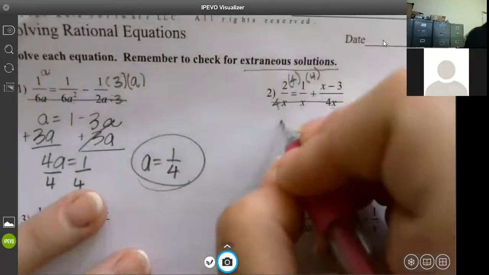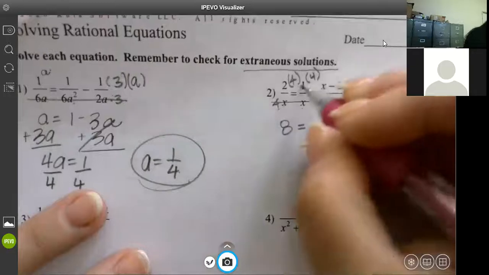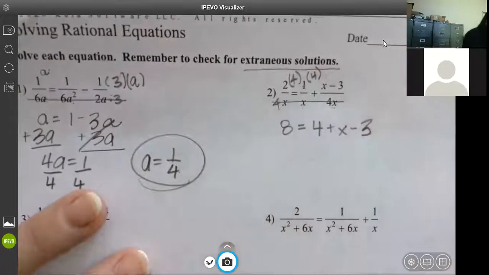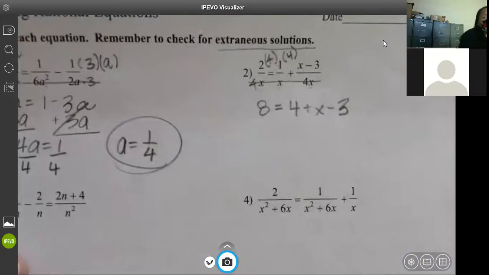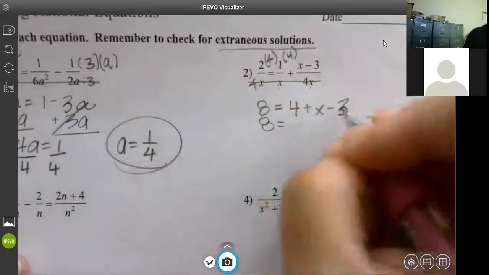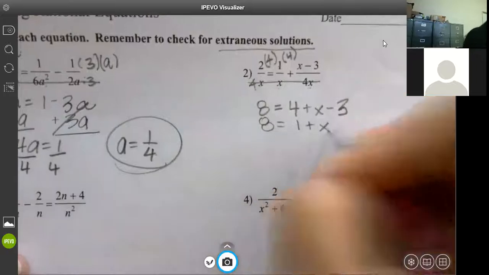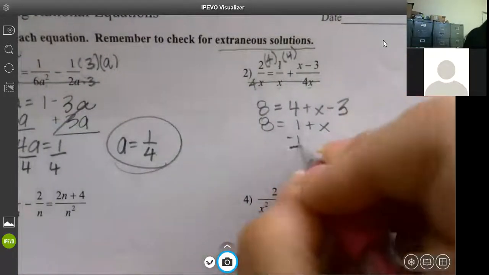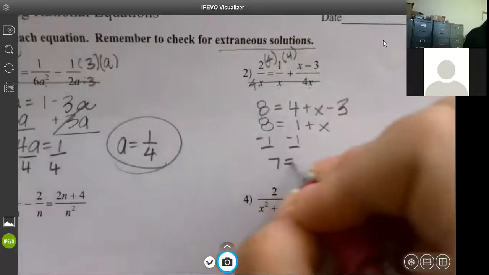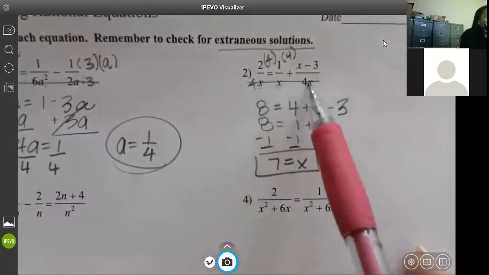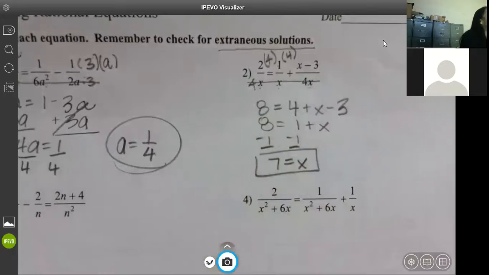2 times 4 is 8 equals 1 times 4 is 4. And we didn't do anything to this top, so we just write it down. Clean it up. 8 equals 4 minus 3 is 1 plus X. Solve for X, we're going to subtract 1. And we get 7 equals X. If we plug 7 into all of these, we do not get 0, so we're good to go.